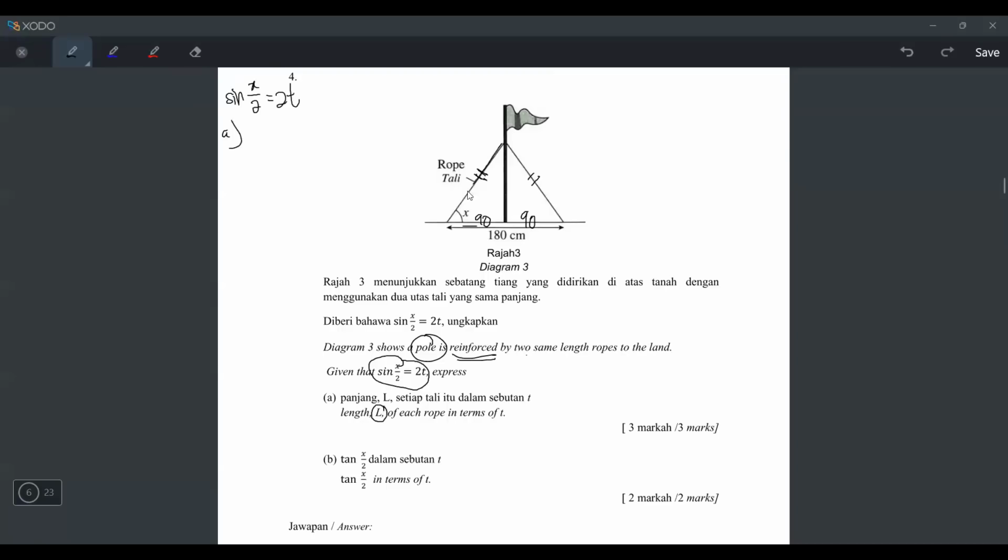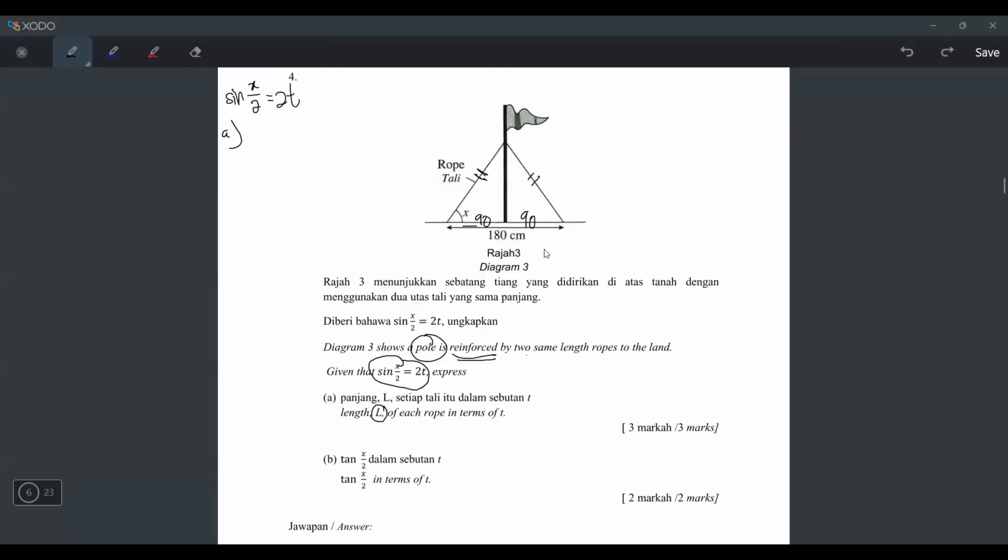I think what they are talking about is the length here, not the length here. This is the height of the flag. What they want is the length of the rope. So how can we express the L, the length of rope in terms of T? So I want this, right? So how can I do it?